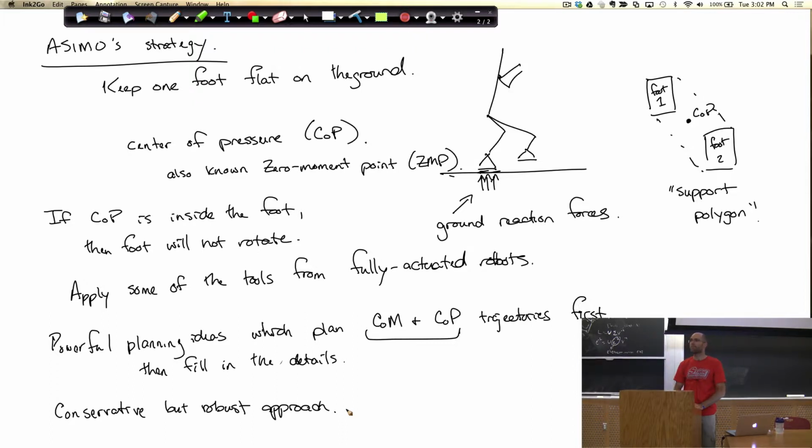Can you write a little larger? Sure. This is the whole 1080p, not 720p. I'll try to write larger. Questions? What does that word after powerful planning say? Ideas. It doesn't look much better down here, honestly, but ideas. Plan center of mass plus center of pressure trajectories first, then fill in the details.